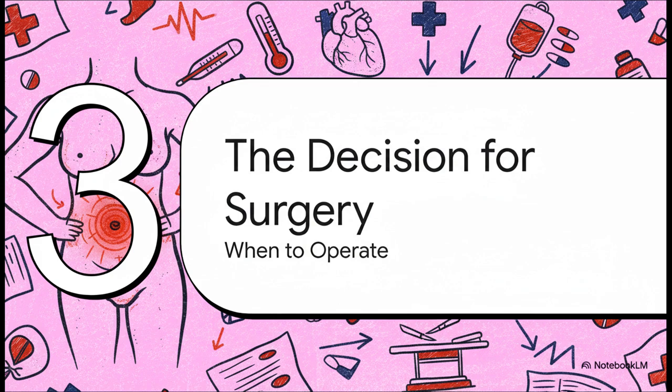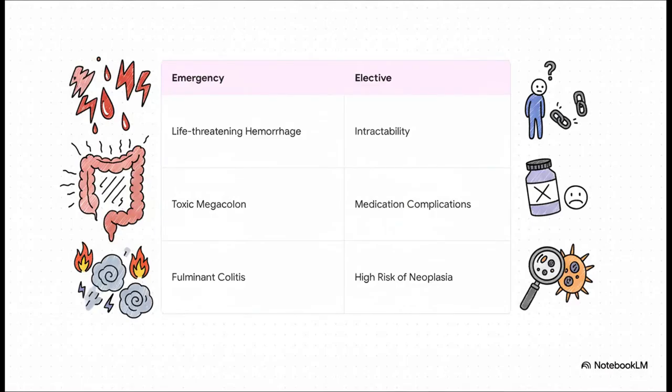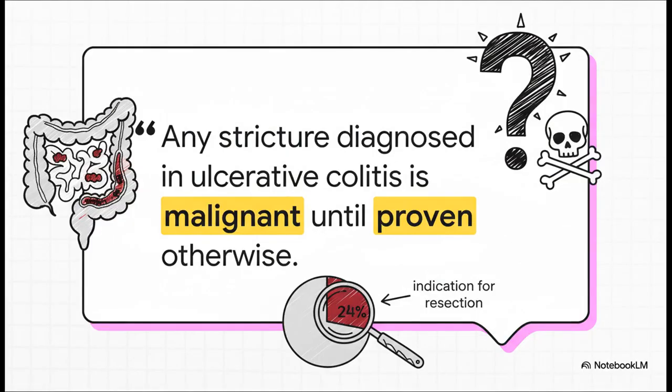So let's talk about the indications for surgery. Of course. The best way to think about the indications for surgery in UC is to split them into emergency and elective reasons. The emergency indications are pretty clear-cut: life-threatening hemorrhage, a full-blown toxic megacolon, or fulminant colitis that's failing medical therapy, which is exactly where our patient is right now. On the elective side, you're looking at things like intractability, basically a terrible quality of life even on meds, serious complications from those medications like long-term steroid use, or a high risk of cancer, which usually means finding dysplasia on a surveillance scope.